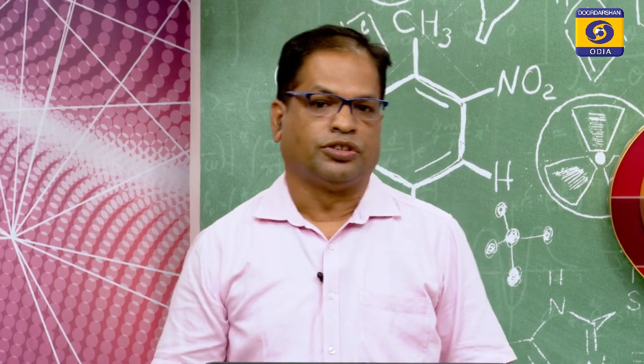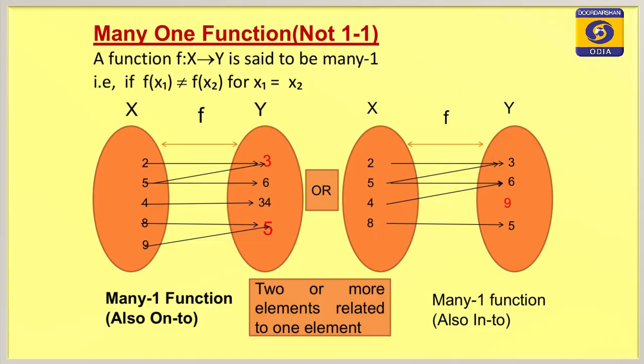Next is many-1 function. Many-1 function is nothing but simply, you can remember, it is not 1-1. It can also be onto, it can be into. It is in the picture. If all elements of the codomain are related, it is onto. If it is not related, then it is into.